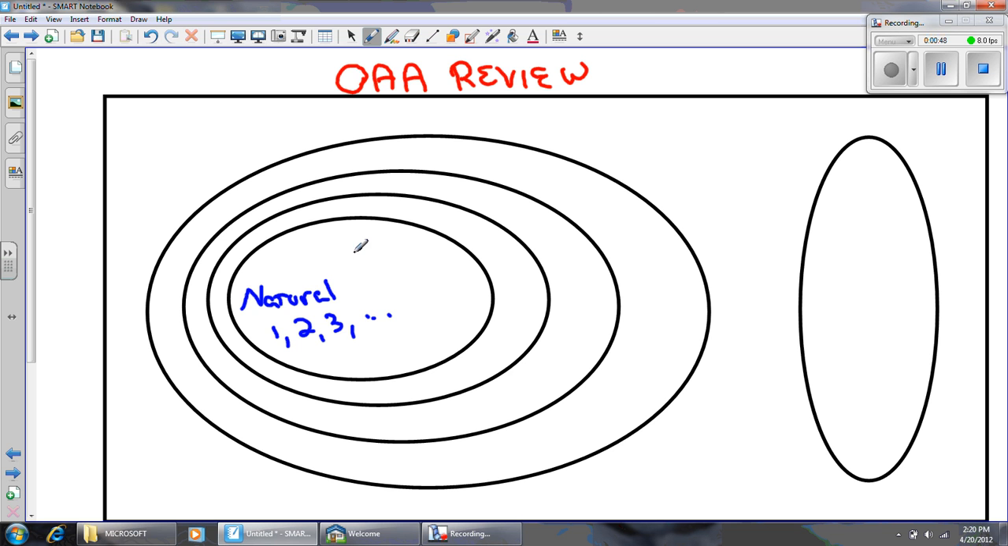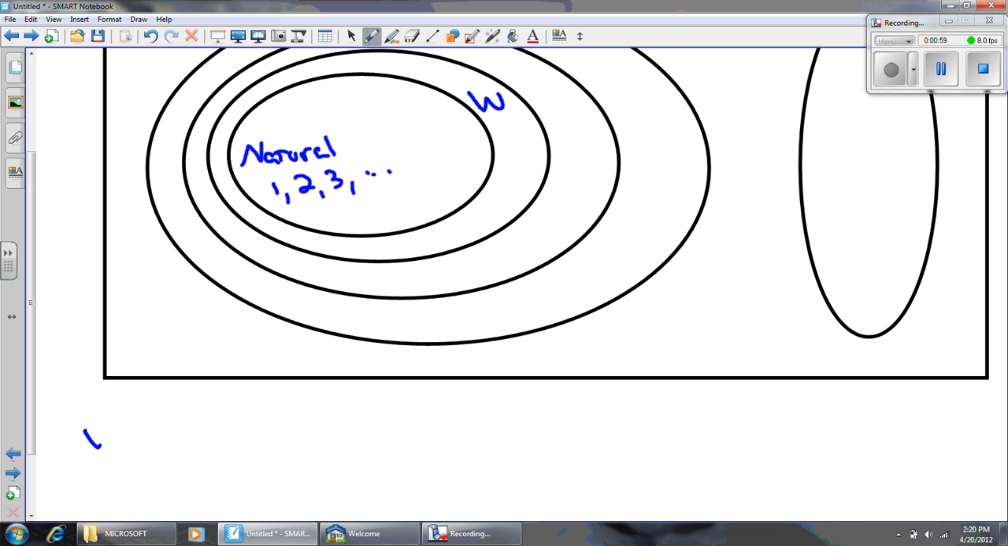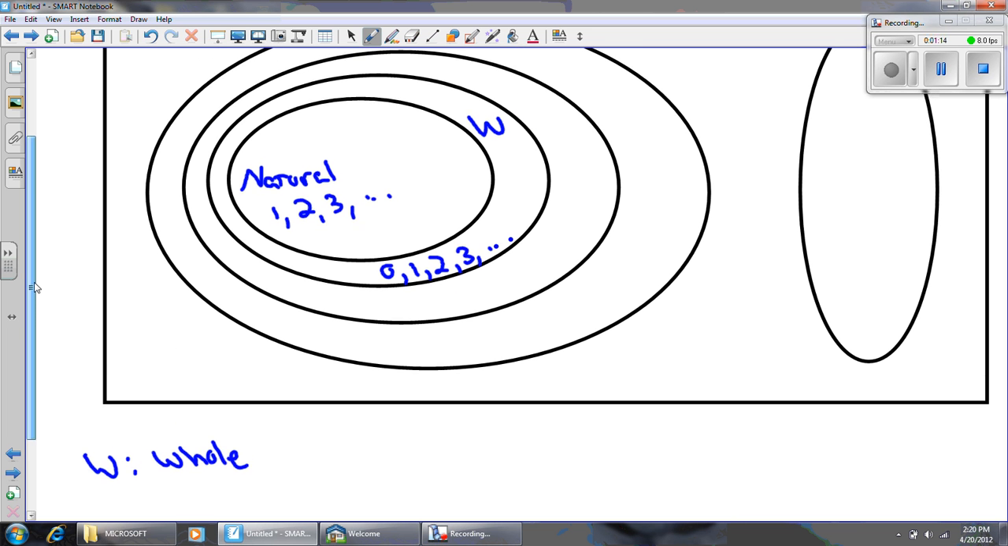no negatives. Then, after the naturals, we had the whole, which was a W, right? And whole numbers. So maybe I can write it down here. All right, W stands for whole numbers. And the whole numbers are just like the naturals, except they have 0 in them. They go 0, 1, 2, 3, and they go on forever. No fractions, no decimals, no negatives.